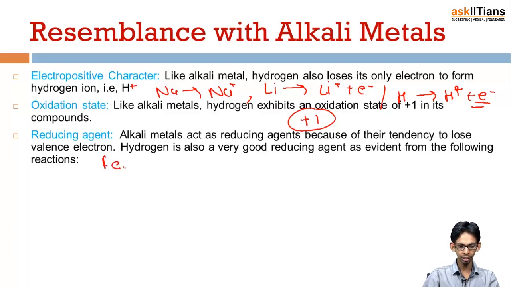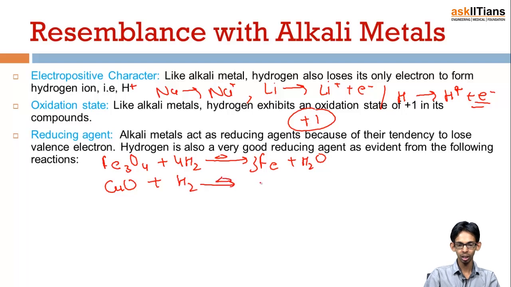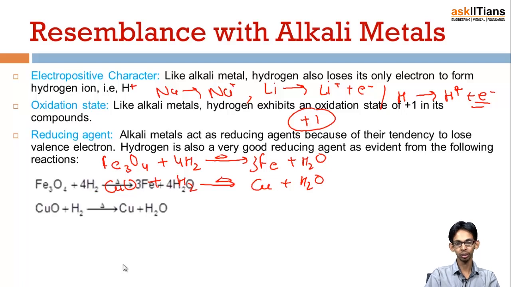If we heat Fe3O4 with H2, what do we get? Iron plus water molecule. So we can see that iron oxide is being reduced into iron. So hydrogen is a good reducing agent. Similarly, copper oxide when heated with hydrogen also results in formation of copper and water. So it acts as a good reducing agent also.